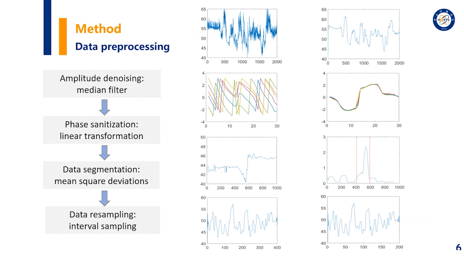The amplitude and the phase retrieved from the raw CSI cannot be used directly for action recognition, as the amplitude contains noise and the phase contains random shifts. The data preprocessing goes through amplitude denoising, phase sanitization, segmentation, and resampling. The raw amplitude sequences are denoised by a Hampel filter. The raw phase sequences are sanitized by a linear transformation method. The denoised and sanitized data are segmented to retrieve the action part by mean square deviations. Finally, the data are resampled to keep a consistent length by interval sampling.